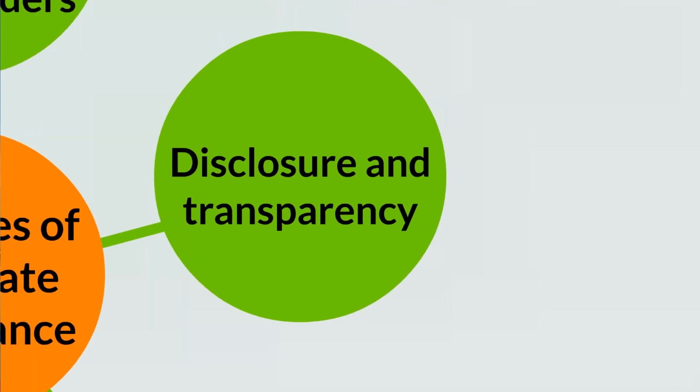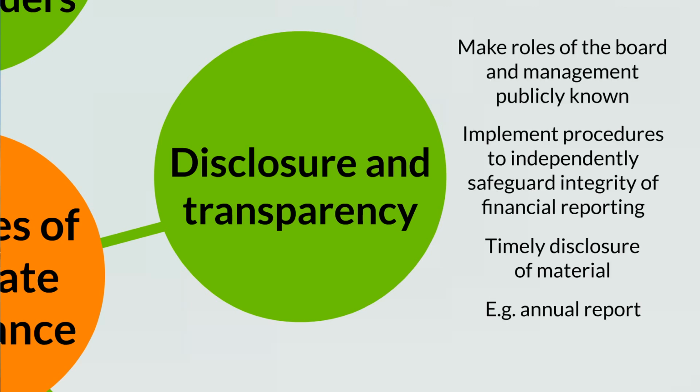Okay, and our final principle is disclosure and transparency. Now, organizations should clarify and make publicly known the roles and responsibilities of board and management so that stakeholders have a level of accountability. Organizations should also implement procedures to independently verify and safeguard the integrity of the company's financial reporting. Any disclosure of significant and relevant matters relating to the organization should be done in a timely and balanced manner to make sure that all investors have access to clear, factual information.